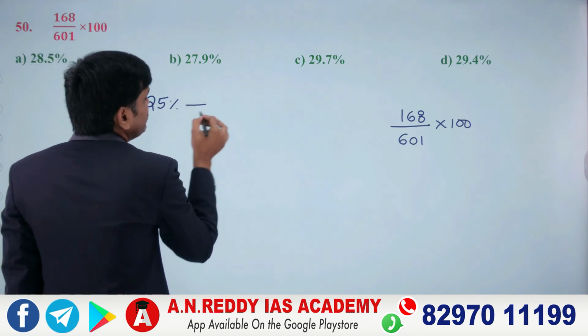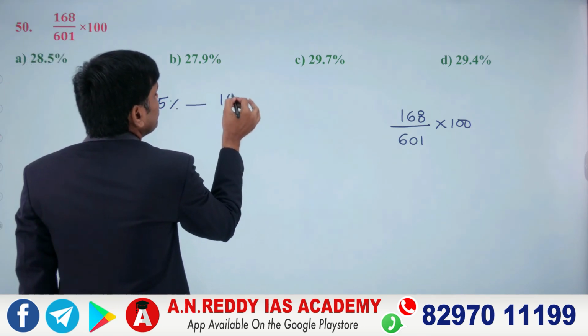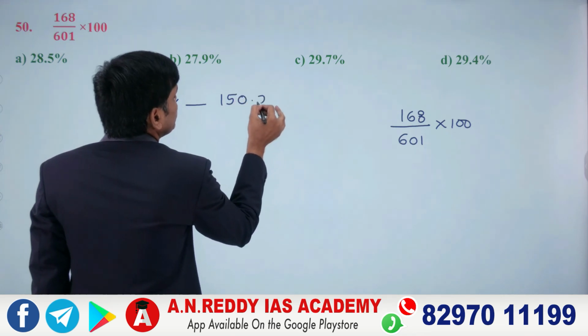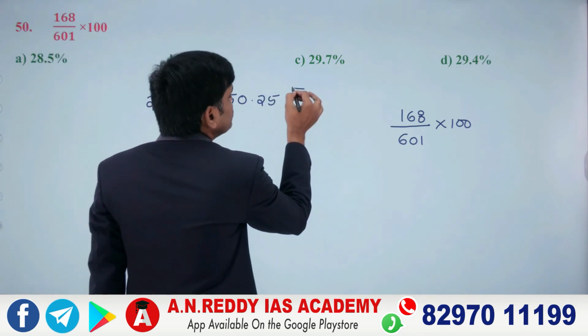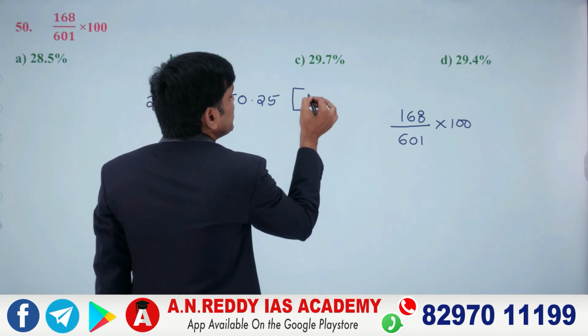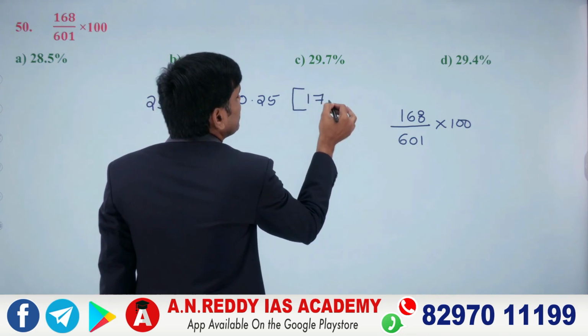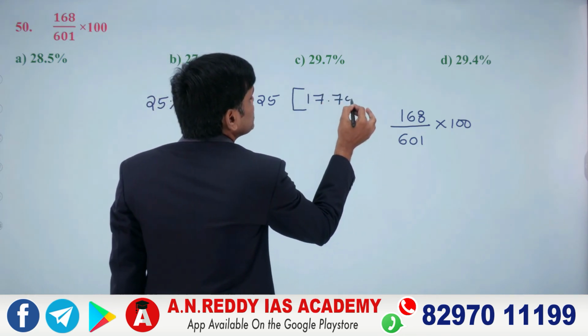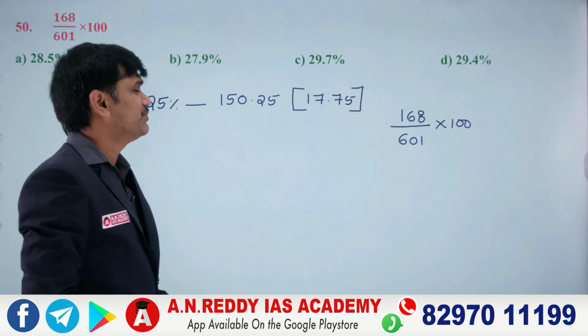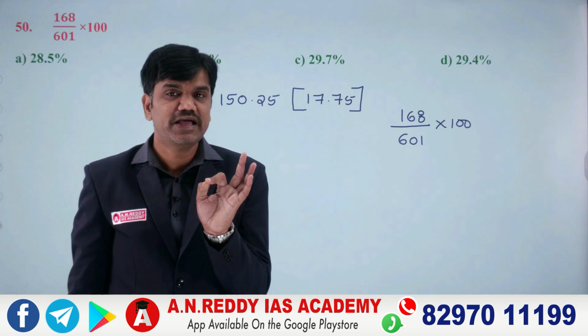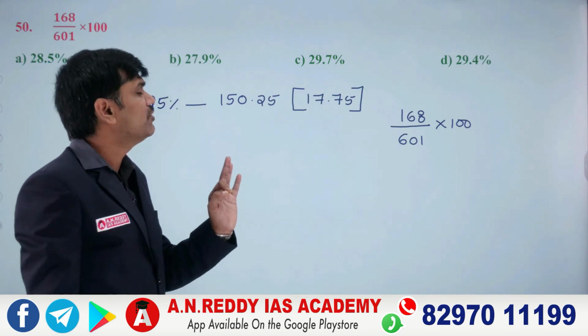25% of 601 will give you 150.25. How much more should I travel to reach 168? I have to travel by around 17.75. So I am pretty sure that I have to travel by how much percent?